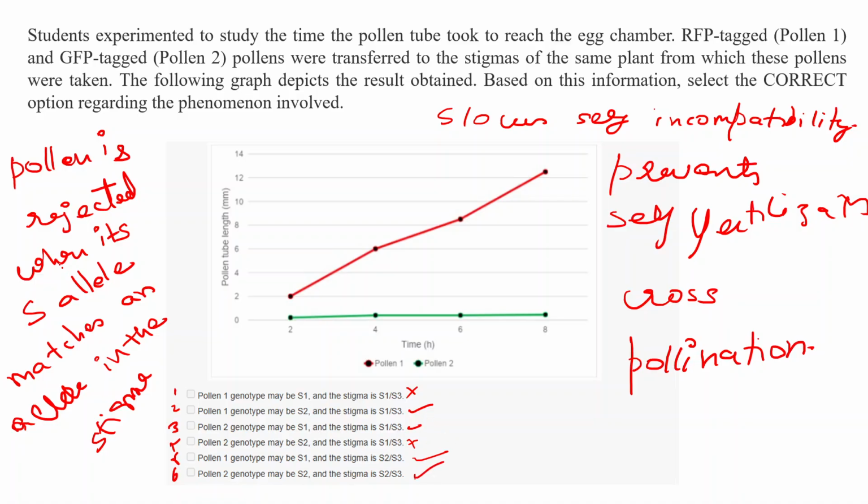So pollen is rejected when its S allele matches with the allele in the stigma. For example, here you see the S allele of pollen is S2 and the stigma also has S2. So this pollen is rejected in that case. Therefore, it becomes incompatible. So that is the reason why the S allele of pollen has matched with the allele of the stigma, and that is why it was unable to grow. But here it was different, so it became compatible, it grew.